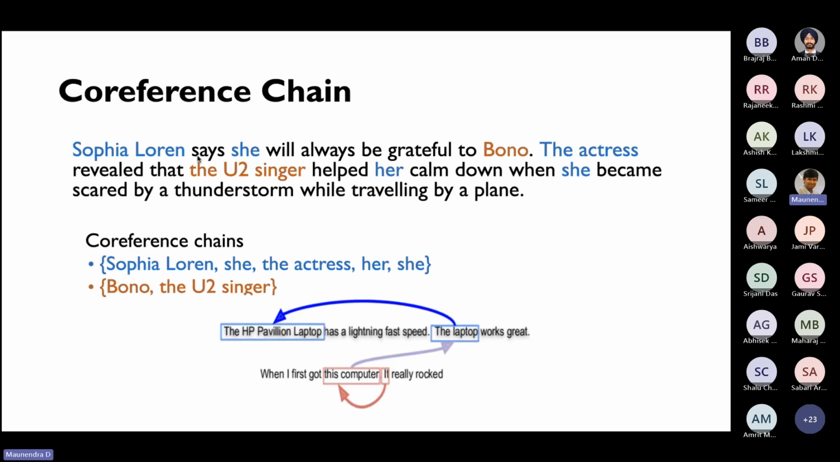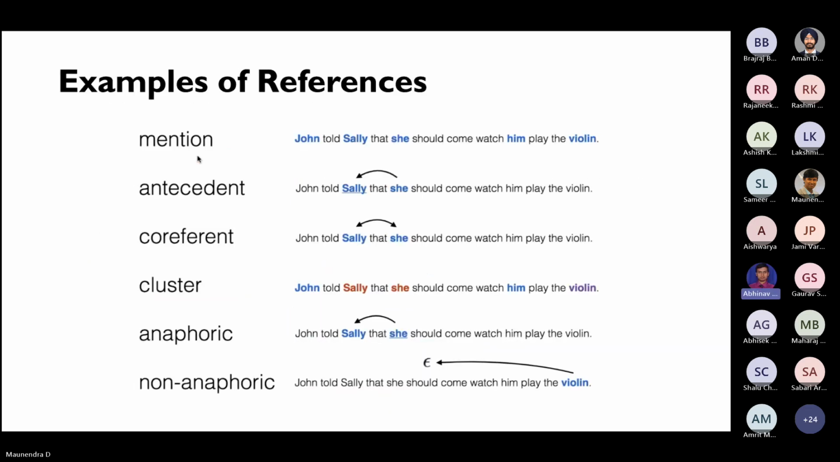So here is one more example. Yes, Abhinav? What is the meaning of the antecedent that you mentioned? So ante means before, right? This is an antecedent, meaning this mention is coming before she. Sally is a mention, and Sally is coming before she. So Sally is an antecedent for she. On the other hand, John also will be an antecedent for she, but it will be an antecedent and not a co-reference.